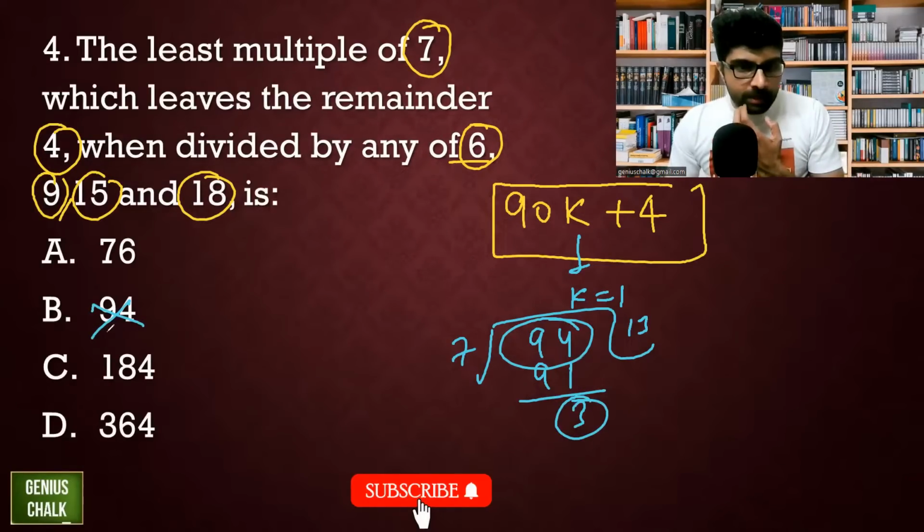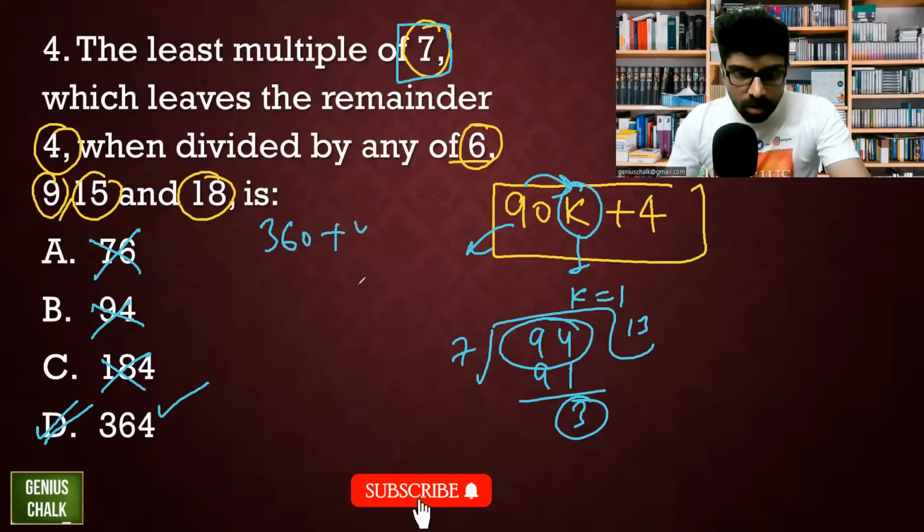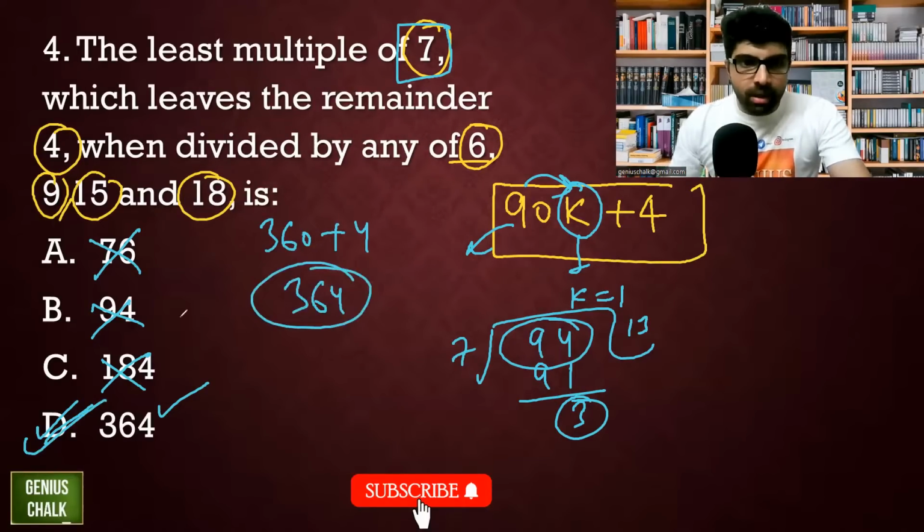And second thing, we need to have the least multiple of 7. So if I check the options, this is not a multiple of 7. It is not a multiple of 7. Only this option is a multiple of 7, so this has to be my answer. Technically, we can prove it just by using the values. If I put k as 4 here, because 90 4s are 360, only this option is coming close, that is 364, and that is going to be my answer, right?